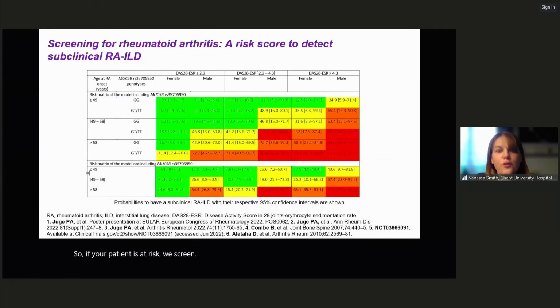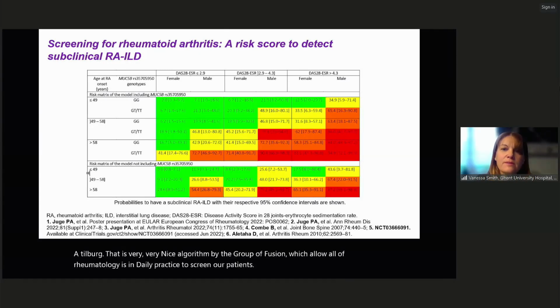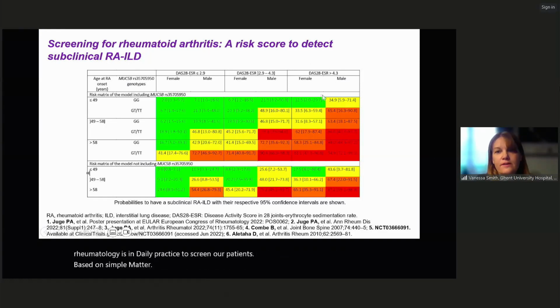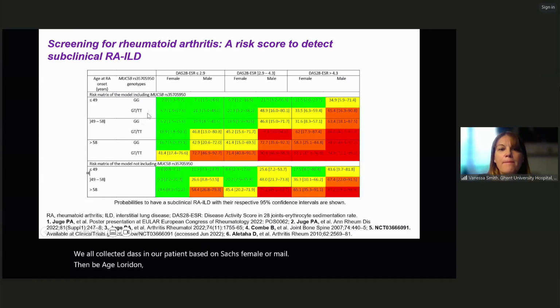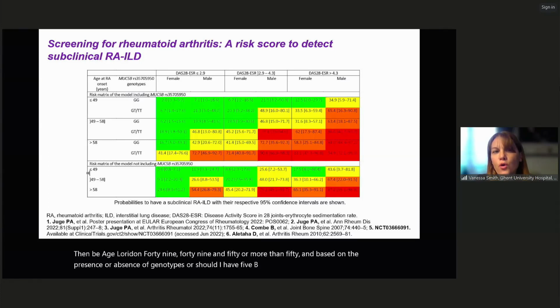RA was a difficult nut to crack until we got this very nice algorithm by the group of Schuger, which allows all of us rheumatologists in daily practice to screen our patients based on simple matters, based on disease activity score. We all collect DAS in our patients, based on sex, female or male, based on age, lower than 49, between 49 and 58 or more than 58, and based on the presence or absence of genotypes of MUC5B. Based on these factors, you can, through color codes, know if your patient is at high risk for RA-ILD.